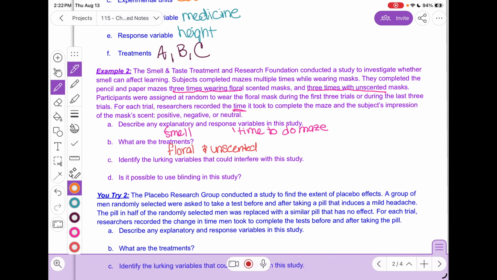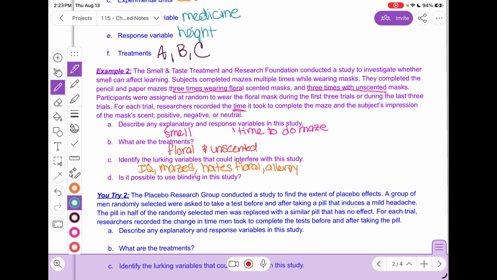Okay. Lurking variables. So it's anything other than the mask that could affect the mazes. So I don't know, IQ, if people like mazes, if someone really hates floral or likes it, or allergies, if you're allergic to scent, anything along those lines, anything you can think of that could affect someone's ability to do mazes, if they've done the maze before. Anything like that could go there.